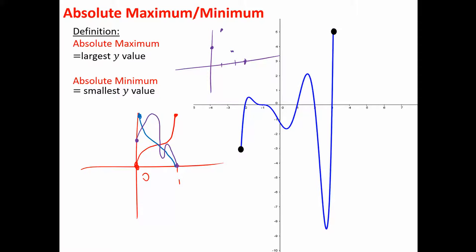If it's like that, you can predict. If these two are the stationary points, then you can say, well, they can't be the minimum. Which one has the smallest y value? That one. Which one has the highest y value? That one. So that's when you can say this stationary point is the absolute maximum, and this point here is the absolute minimum.